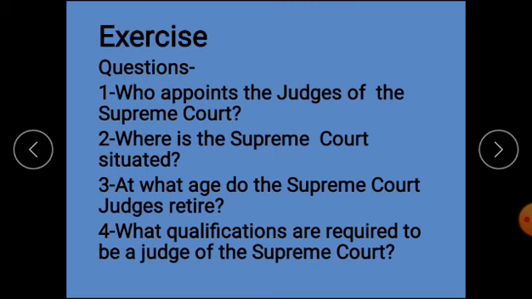Now at last, here is an exercise. Dear learners, hope you will give the answers of these questions. Question number first. Who appoints the judges of the Supreme Court? Think and reply. Good. The President appoints the judges of the Supreme Court. Next question. Where is the Supreme Court situated? Very good. The Supreme Court is situated in New Delhi.